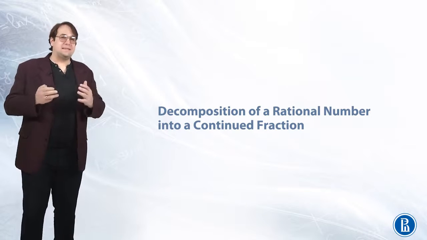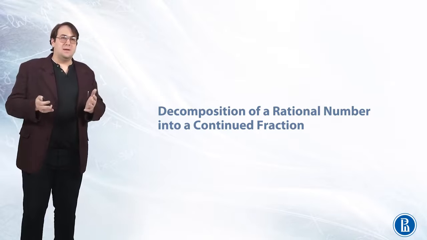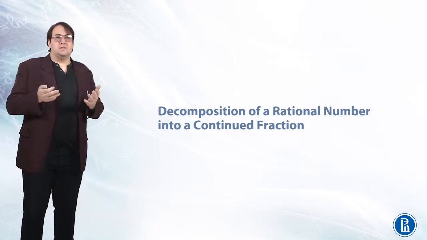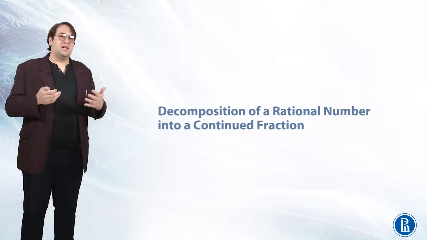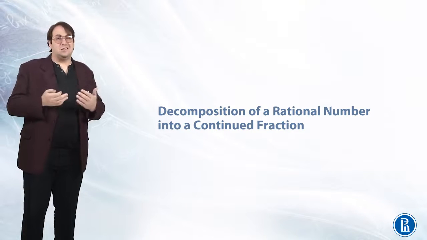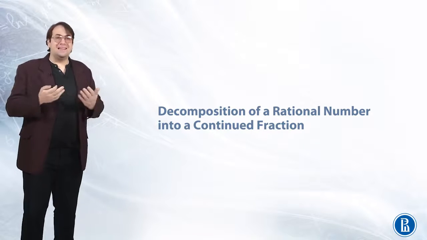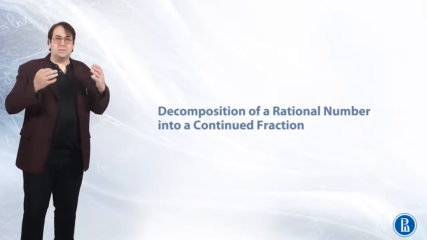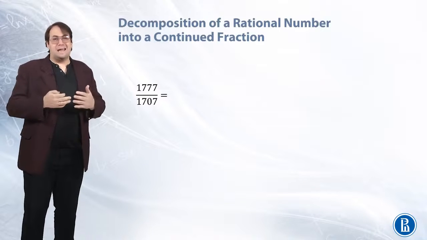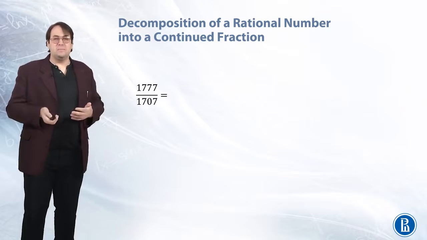This time we will discuss decomposition of a rational number into a continued fraction. Well, what is a rational number? Actually, it's just a fraction where the numerator and the denominator are integers. So we will consider a certain example of such a fraction, but I hope it will be clear that all that we are going to say will hold for any fraction with integer numerator and denominator.